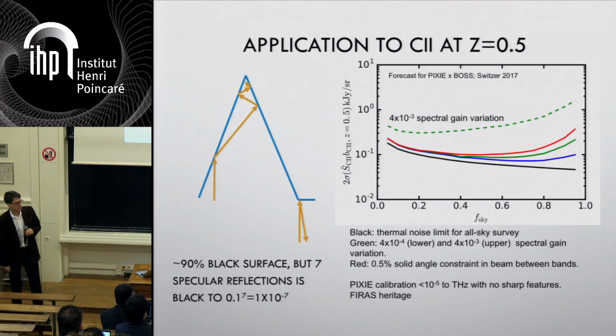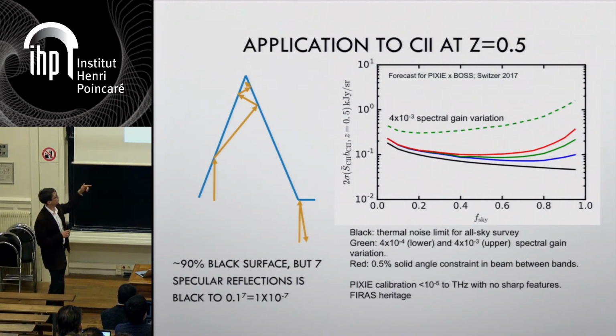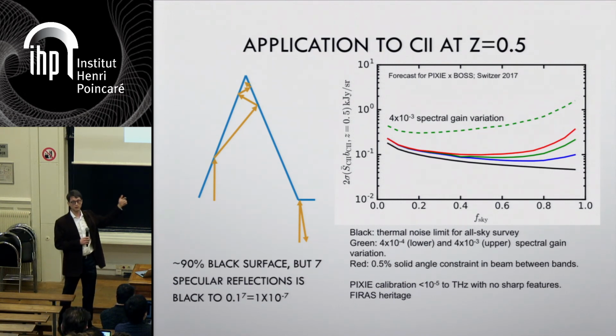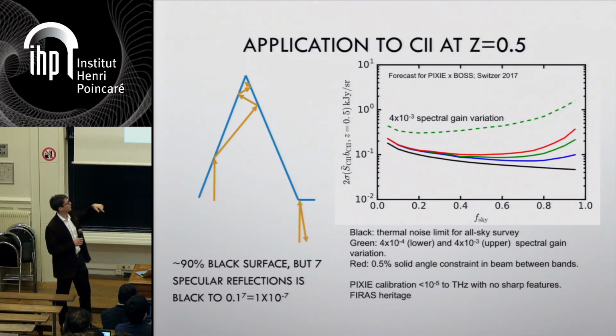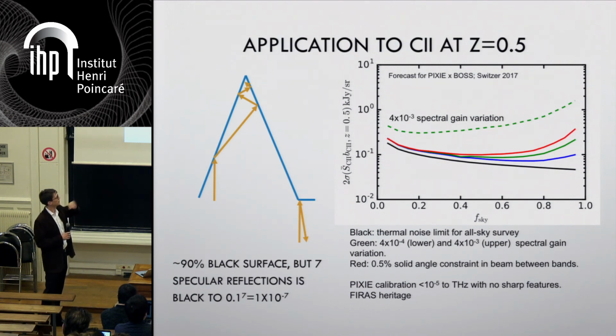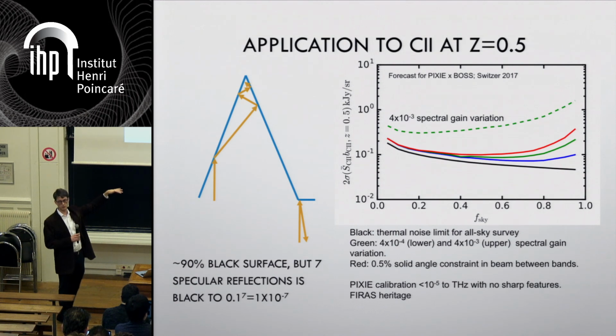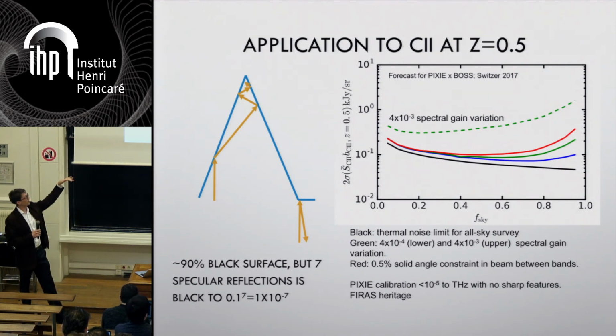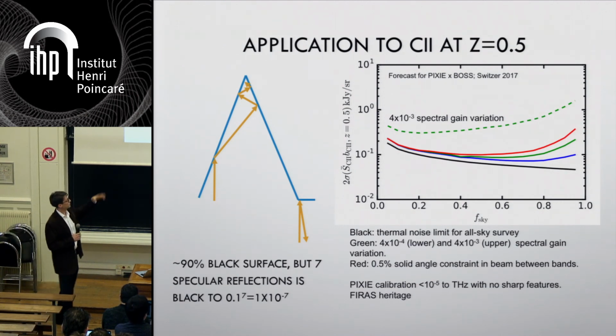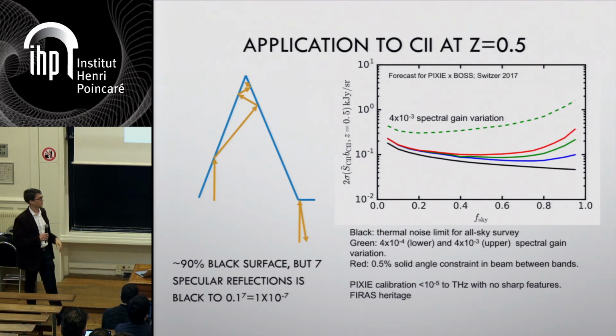There's not an analogous study of C2 or CO intensity mapping yet, but this is simulation work that I did for a study of PIXI, a proposed NASA mission, cross BOSS for C2. And what I want to draw your attention to is the upper dashed line, and it being something like a factor of 10 higher than the black line, which is the thermal noise limit. And the upper line is when you have 0.4% spectral gain variations. So this shows the sort of degree of instrumental control you'd like to have to be able to clean the foregrounds from these data.